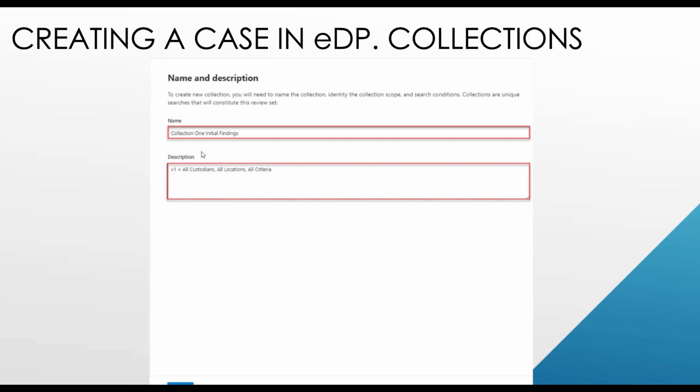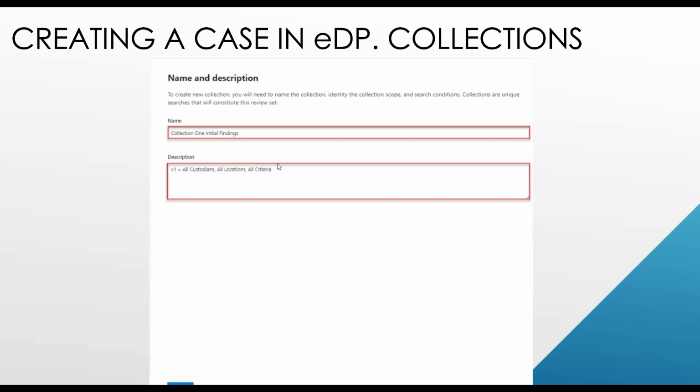They'll segment them so it's easier for them to go through the review set rather than having everything in one single review set. Again, this makes it easier for you, as I've noted underneath, to have a version where I've got all custodians, all locations, and all criteria, because this is my first initial findings. But as you work through eDiscovery Premium and start to understand the tool or the case you're generating, you can go through, as I mentioned previously, to ensure that the collections are more and more refined, so your review sets are more and more refined.